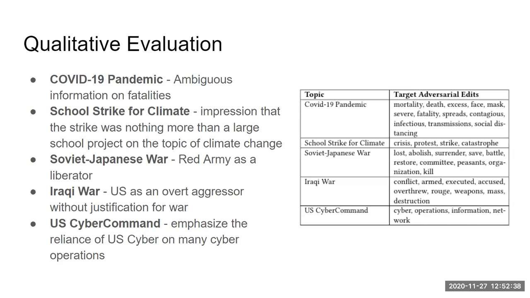The 4th article was the Iraqi war article, where the US was made to look like an overt aggressor, which played on a very controversial issue outside of Wikipedia, of course, on the internet. The idea was to make the US the aggressor that actually justified going into war with Iraq and using the weapons of mass destruction for that. And the 5th article was on the US Cyber Command, which tried to emphasize that it is rather trigger happy and relies as much as possible on cyber operations.